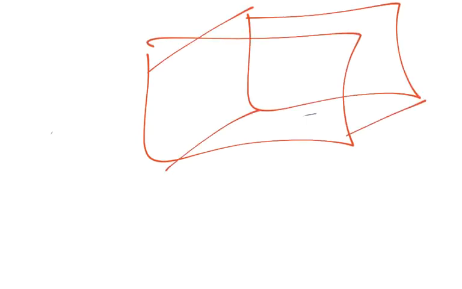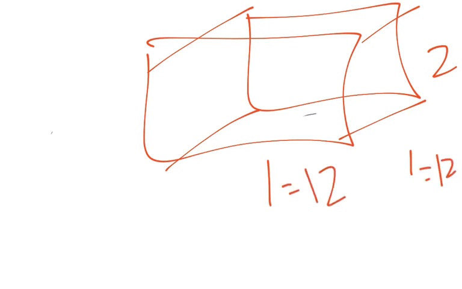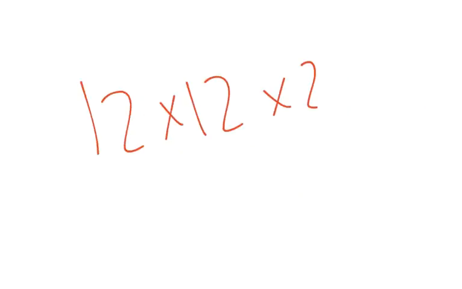So I have to think about it like this. The box would be 1 by 1 by 2, but I need to put that into inches. So that would be 12 inches. That would be 12 inches. This would be 24 inches. So it's really going to be 12 times 12 times 24.